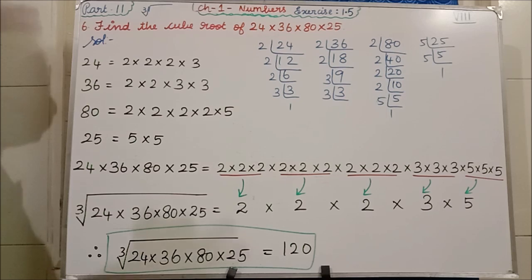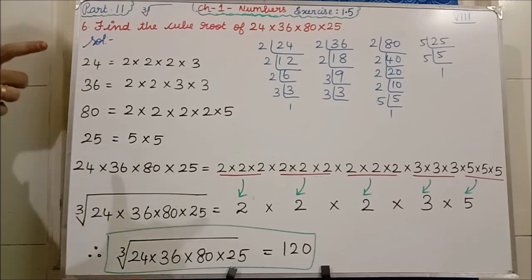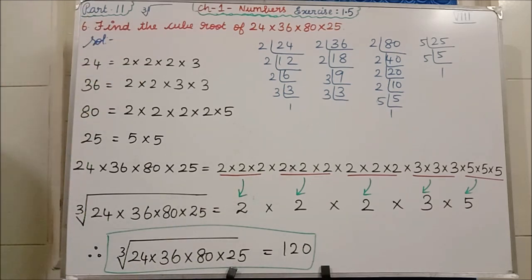Clear, students? Cube root means you have to group 3 numbers. From that 3 numbers, you have to take 1 number. Clear? This is a very simple and easy problem. 6th question. Clear all of you, the 6th question?